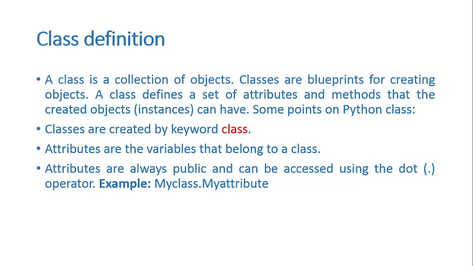So for example, we are creating a class called my class with some attributes and methods, and now we are trying to access one of the attributes called my attribute. So my class dot my attribute. By using this line, you can access an attribute of this class called my class.